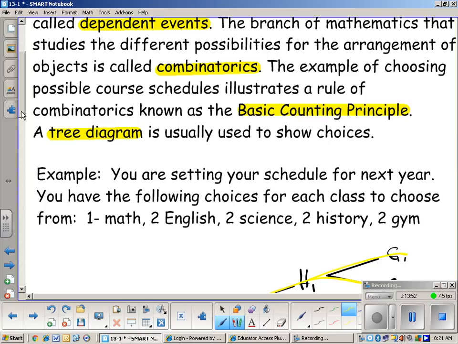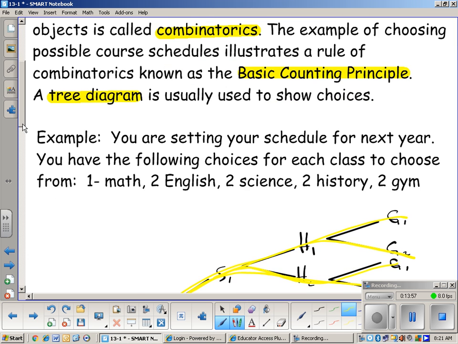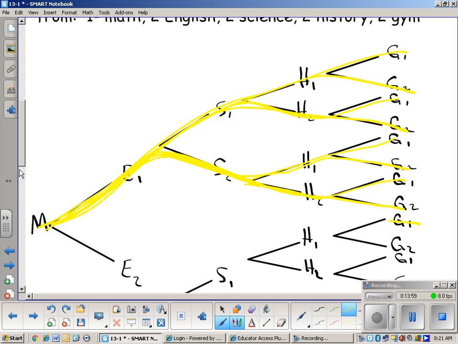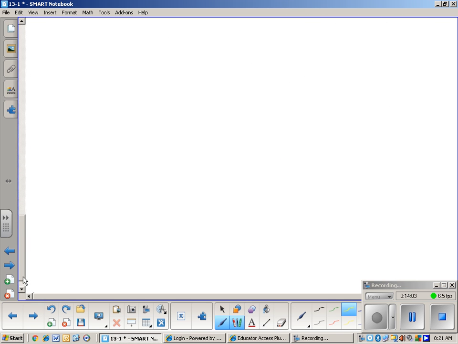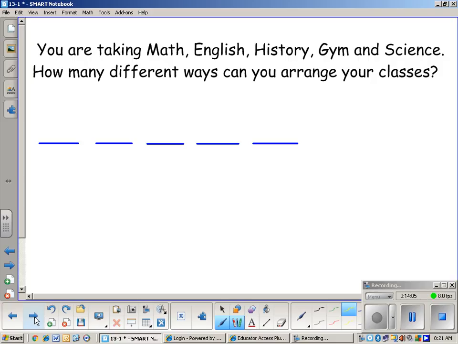This tree diagram we just used, we can use to show our possibilities. Okay? So we listed all our possibilities. Let's move on to the next page. We're going to look at this a little differently this time. It says you're taking math, English, history, gym, and science. How many different ways can you arrange your classes?